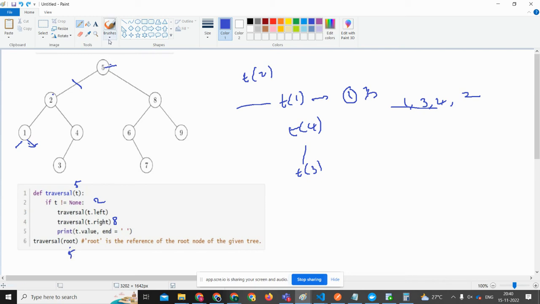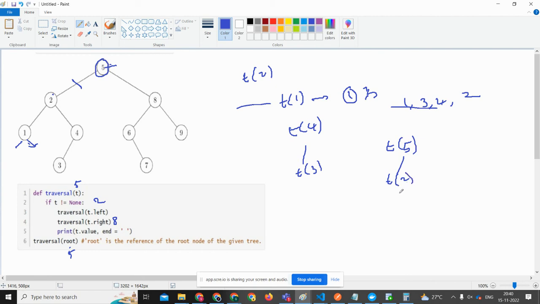So we are having traversal of 5. So we are starting here, right? What are we doing at line number 2, Mahi? We are checking if t is not equal to none. 5 is not equal to none, right? Yeah. So what do we do? We go to traversal of t dot left. What is t dot left? It is t of 2.